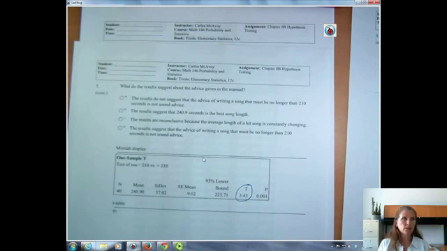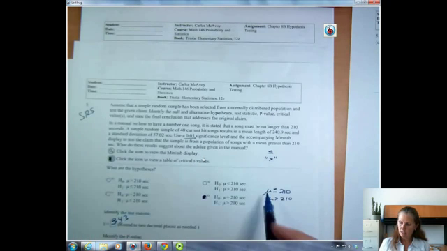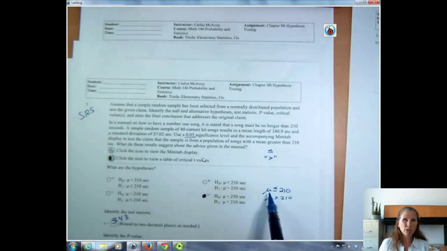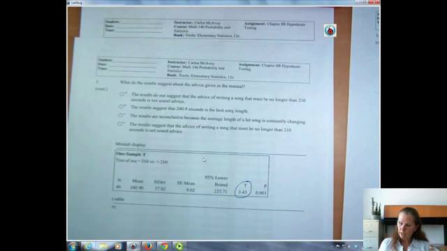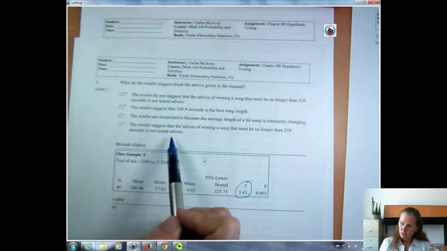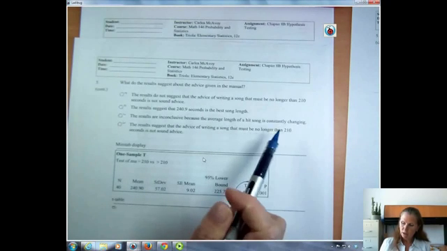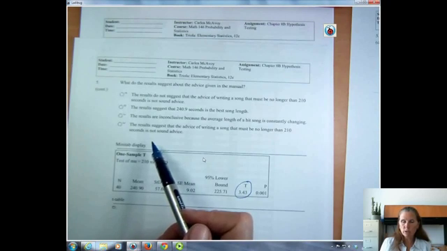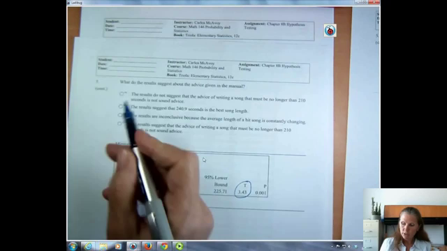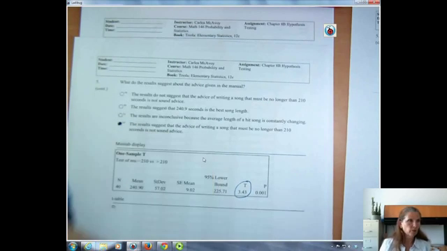Well, it suggests this. We just found that we said that the null hypothesis should be that basically the song should be less than or equal to, and we just rejected that. So we don't believe that songs need to be 210 seconds or less. The results suggest the advice of writing a song that must be no longer than 210 seconds is not sound. We just had a sample of 40 hits that were all longer than that on average. So we don't believe that the advice is very good based on our math.